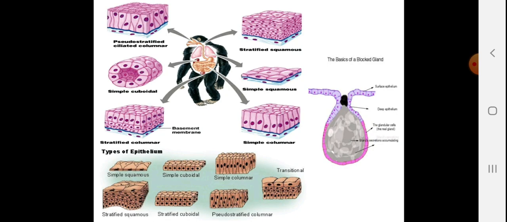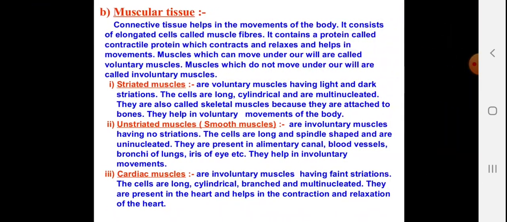Now these are all the images of types of epithelium: simple cuboidal, simple columnar. You can see they are found in columns, so they are called simple columnar, cuboidal because they are in the shape of cubes, squamous they are flat, stratified, pseudostratified columnar tissues. So these are the various examples of epithelial tissues. These are majorly found in the animals, so they are categorized under animal tissues.